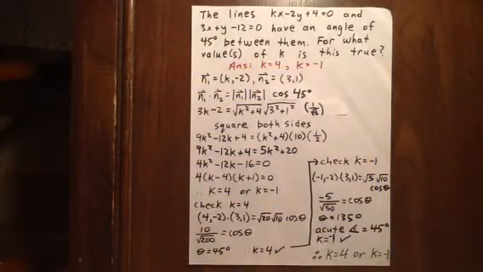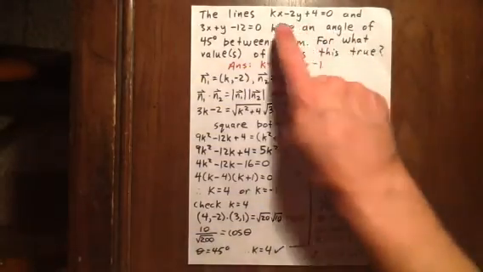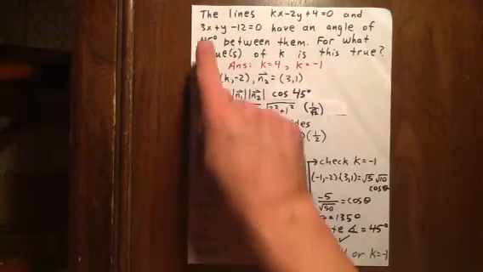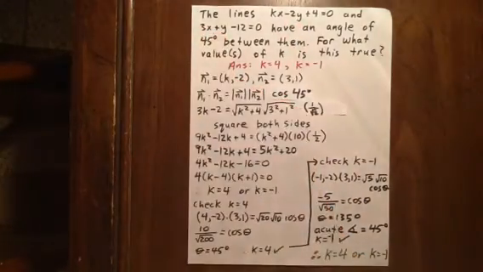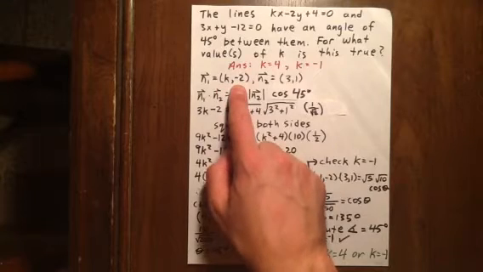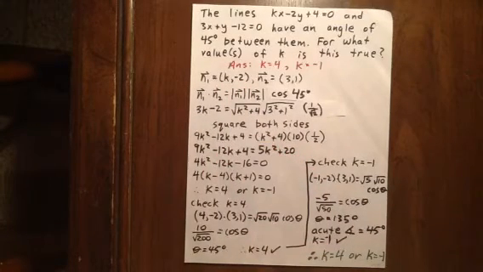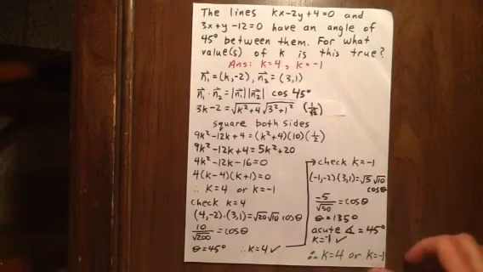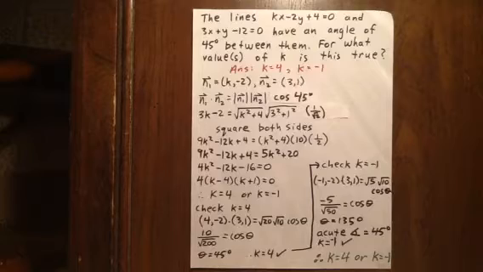Well, the way to approach this question is to ask ourselves what's the normal vector of the first line and what's the normal vector of the second line. Looking at the coefficients a and b in the first line, we see that the normal vector is (k, -2), and looking at the coefficients a and b in the second line, we see that the normal vector is (3, 1).